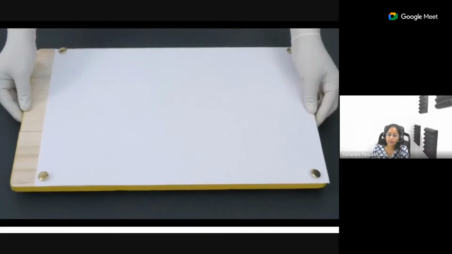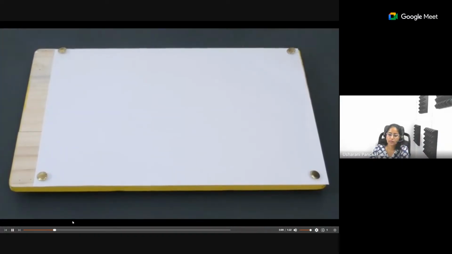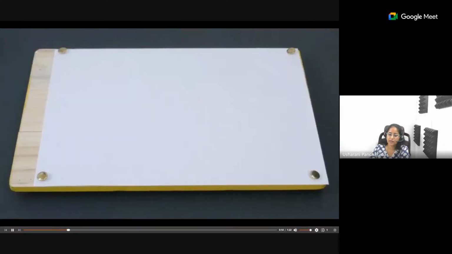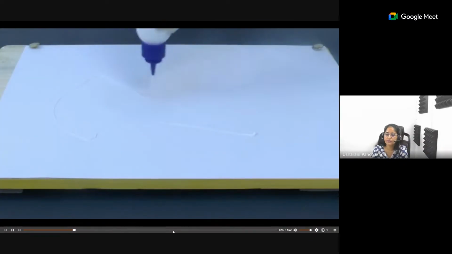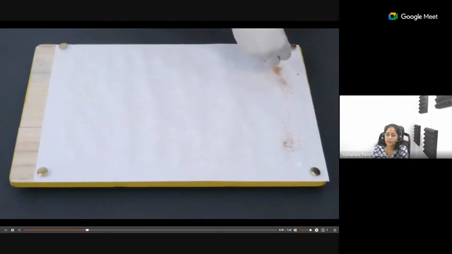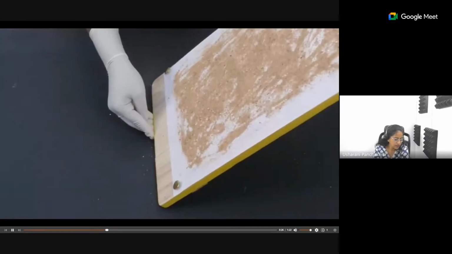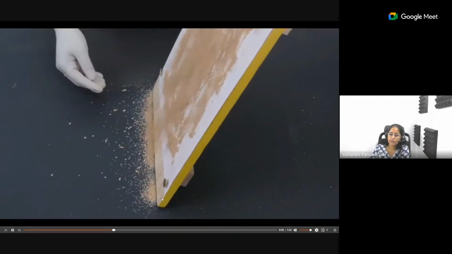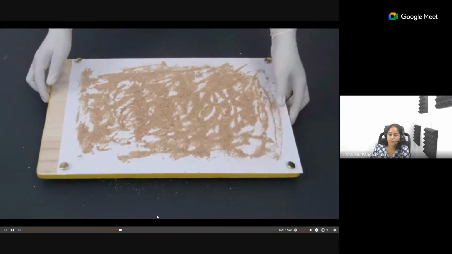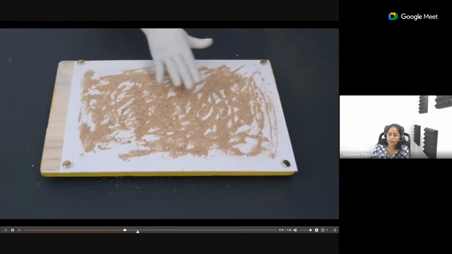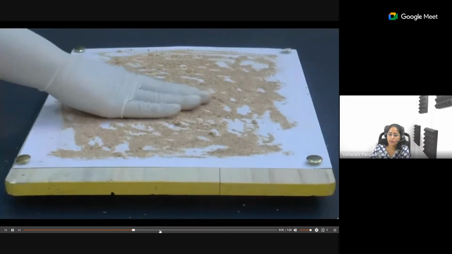Take a wooden plank covered with a white sheet of paper and remove the sheet. Apply some glue on its surface. Spread sawdust on the glue and allow it to dry. Remove the extra sawdust after the gum dries up. Feel the rough surface of the sheet by moving your hand over it.